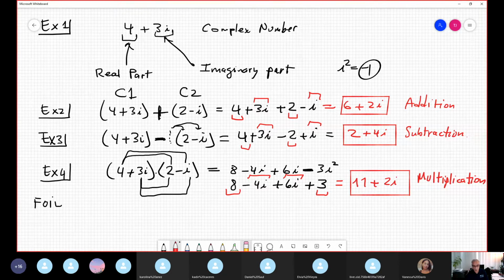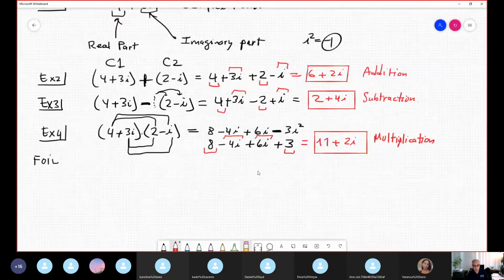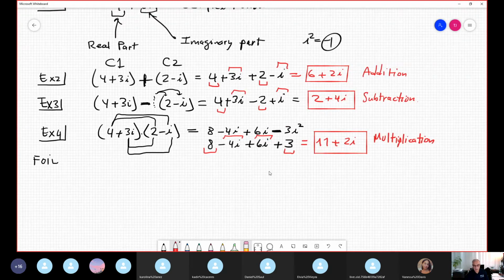Consideration: i squared is negative 1. Always, when you multiply two complex numbers, I guarantee you, you will see one piece in which you need to replace i squared for negative 1. So that becomes real, and I combine real and real, and imaginary and imaginary. But we have one special, important case. Pay attention to the special case, because when you multiply one complex number like that by its conjugate. Conjugate.